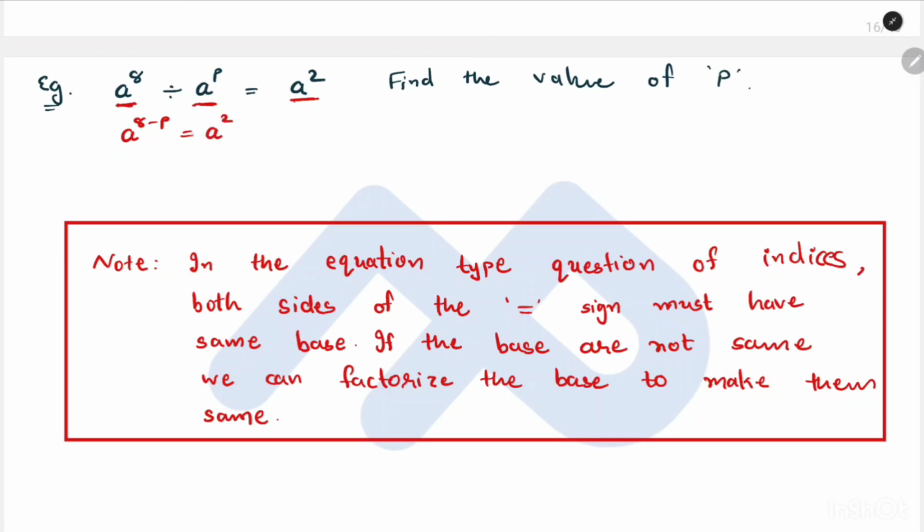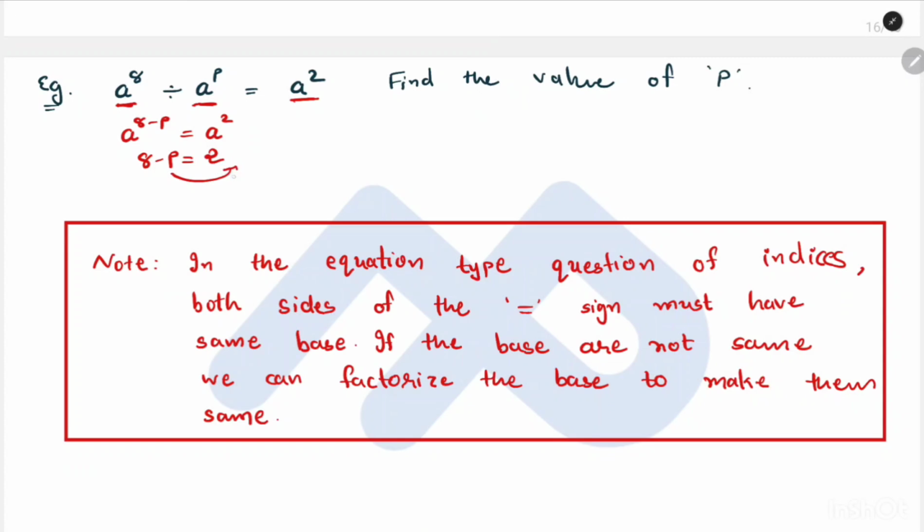Now because there is an equal to sign here, that means whatever is there on the left hand side is exactly equal to the right hand side. On the left hand side the base is a, and on the right hand side the base is a. On the left hand side the power is 8 minus p, so that must be equal to the power 2 on the right hand side. Equal to sign means whatever is on the left hand side is exactly identical to the right hand side. So bases are the same, and powers are also the same, so 8 minus p must be equal to 2. So using this fact we'll find the value of p. Now to make p the subject, what will I do?